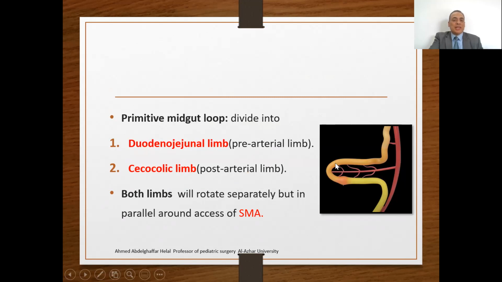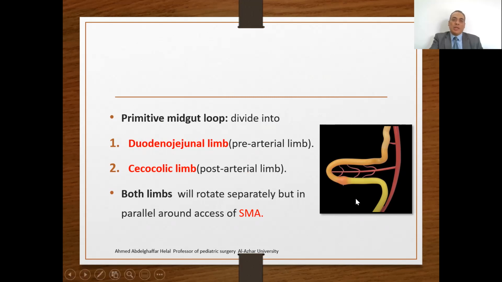This primitive midgut loop is supplied by the superior mesenteric vessels, and the superior mesenteric vessels divide this midgut loop into 2 parts: the duodenojejunal limb, or the prearterial part, and the cecocolic limb, or the post-arterial part. The proximal part will form the duodenum, jejunum, and small intestine, and the distal or post-arterial part will give rise to the cecum and the colon.